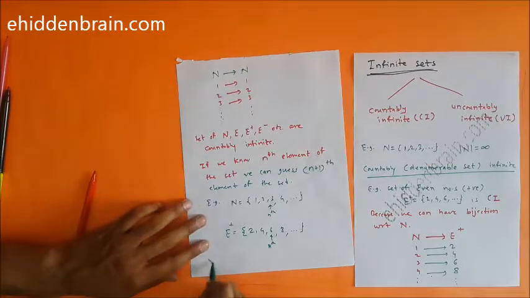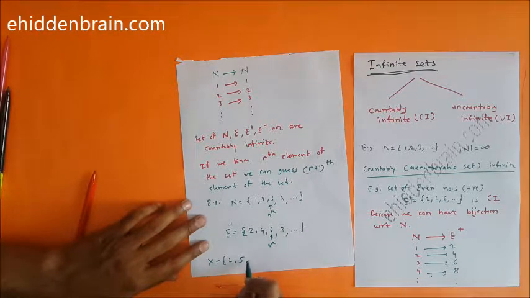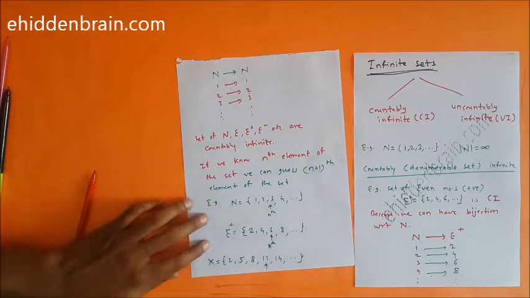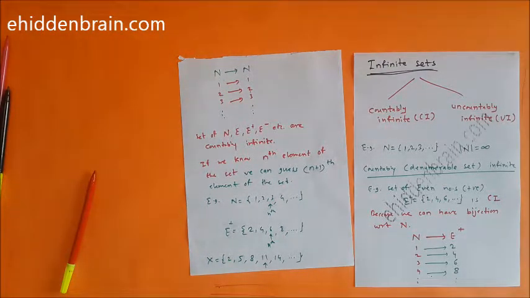Now there is one set, let's say X. Now you can see this 2, 5, right? I am adding 3. You can see that 2 plus 3 is 5, 5 plus 3 is 8, like this, 11. If you know this nth number, I can definitely able to let you know the n plus 1th number, and that way these sets are countably infinite sets. I hope you understood countably infinite sets.